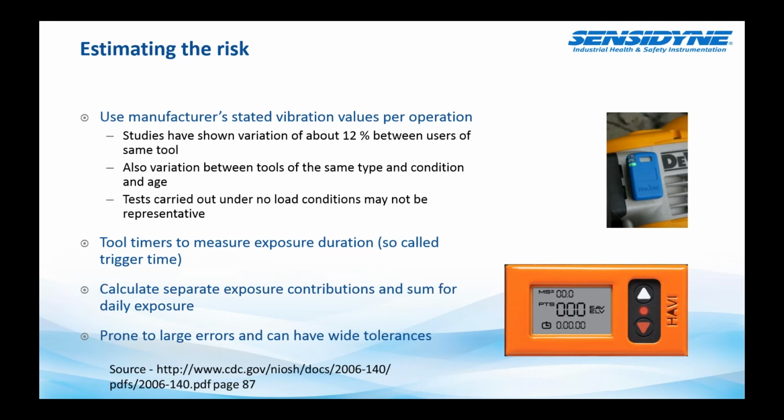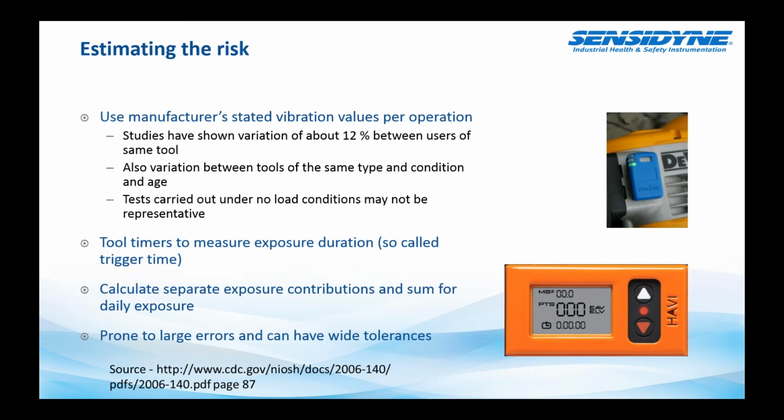And the idea there is with these tool timers, this little device is sensitive to vibration. It just clocks up the time that the tool is in operation, and then you look at the manufacturer's information and you multiply the duration by the original exposure, and that is supposed to give an estimate of the day's exposure for an individual. Unfortunately, it's prone to some quite large errors, and it can have some very wide tolerances. It's not a particularly accurate or recommended method, but it is at least a first step.